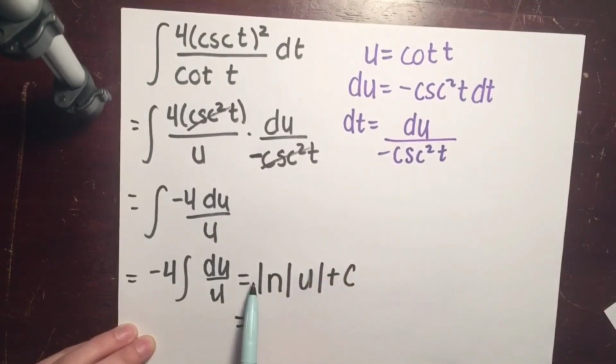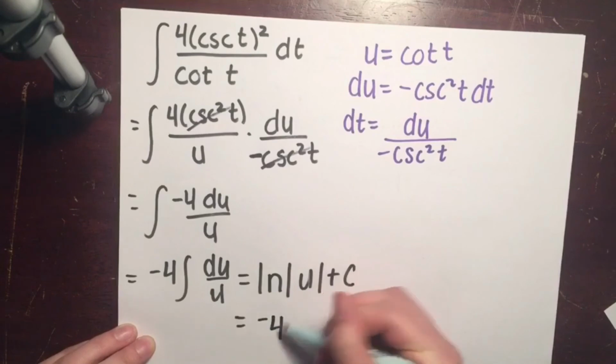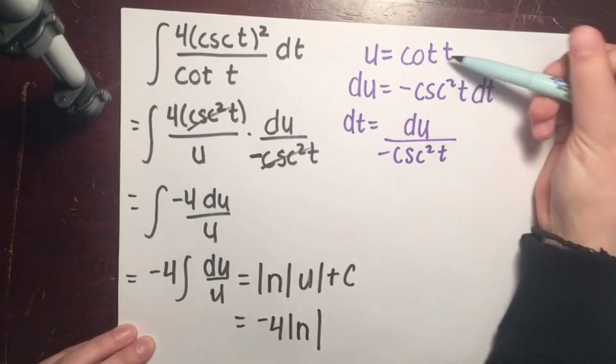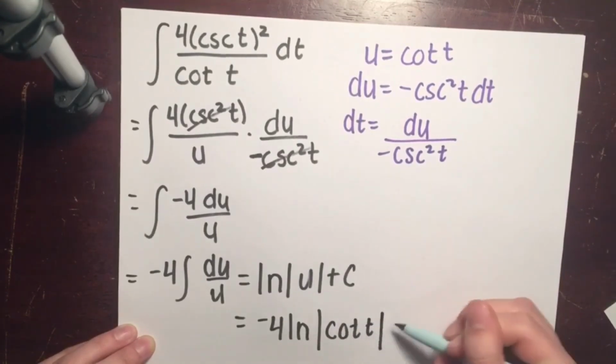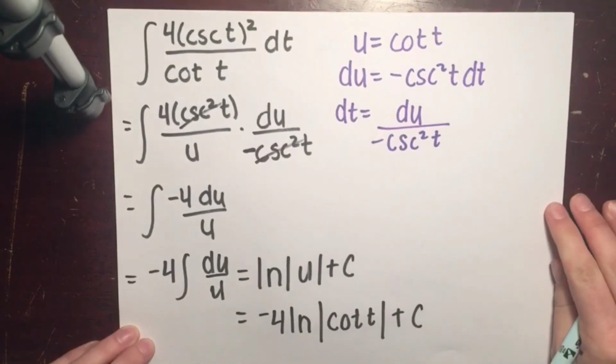And of course, we must always add any constant that we have out front, which in our case is -4. So for our final answer, we get -4 times the natural log of the absolute value of u, which is cotangent t, plus the constant of integration c. And that is what we get for our final answer.